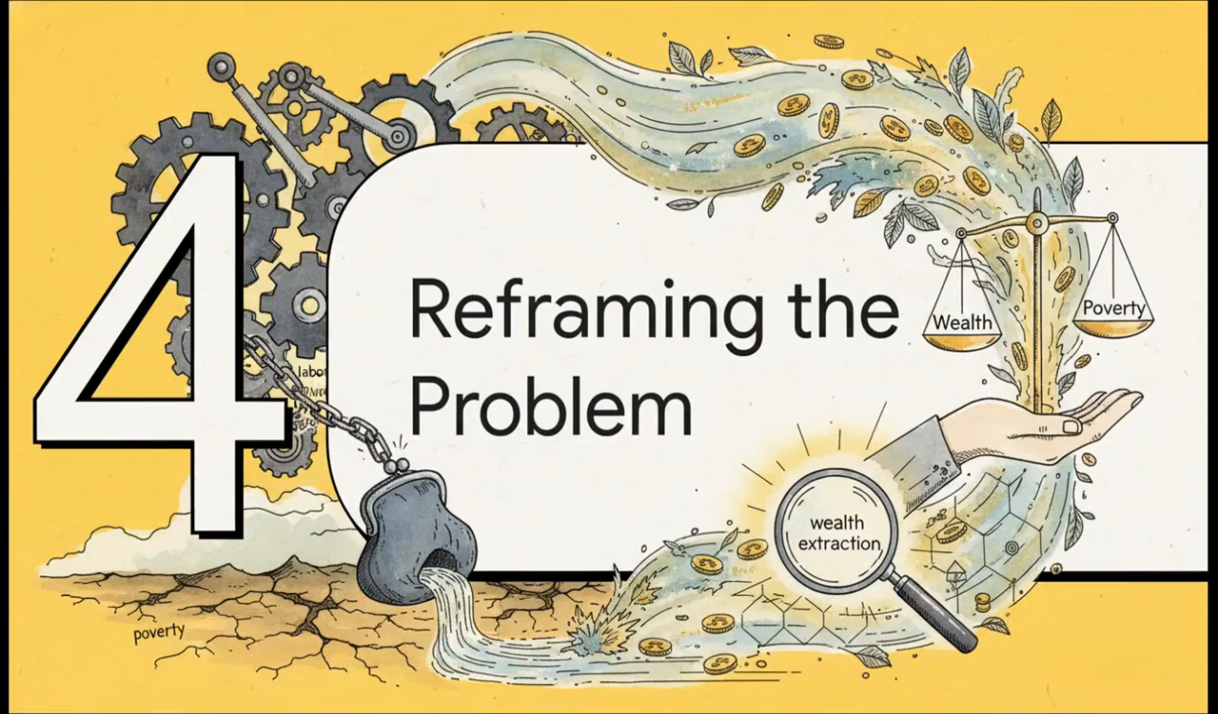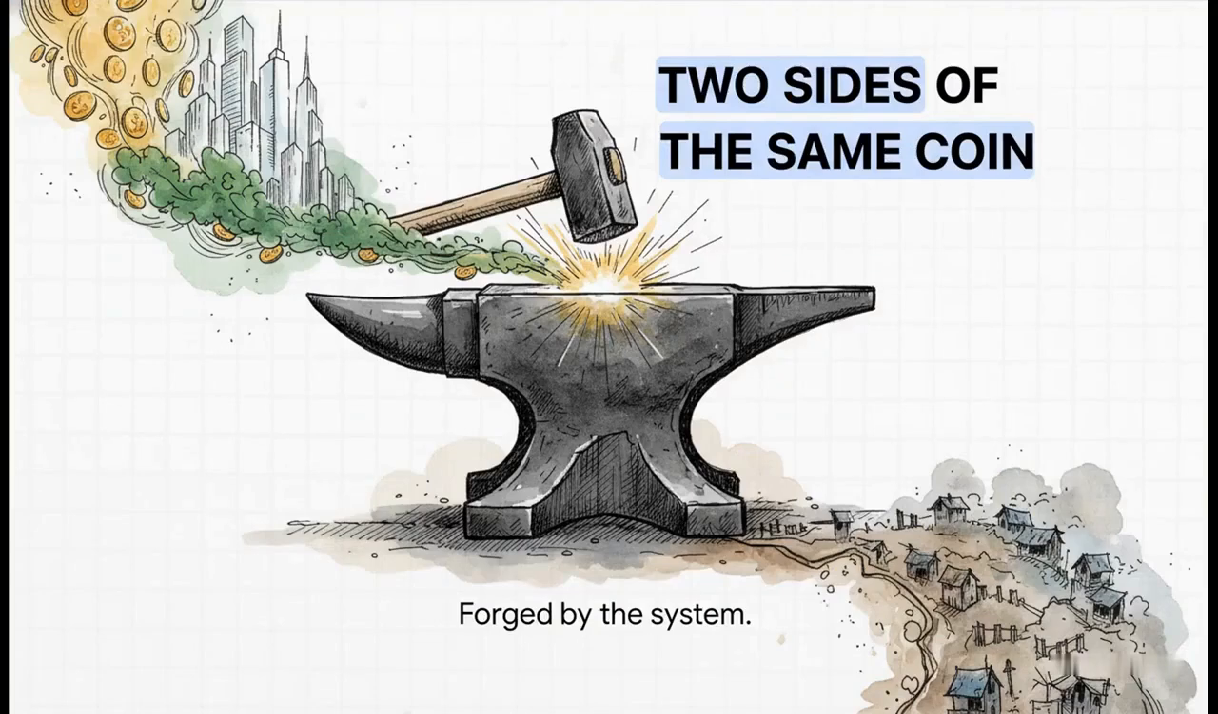All right, we've talked about labor, we've talked about institutions, and we've talked about the consequences. So, where do we go from here? It seems like all of this points to one thing. We might need to totally change the way we even think about poverty and wealth. Here's the big reframing. What if wealth and poverty aren't two different things? What if they're actually two sides of the same coin?